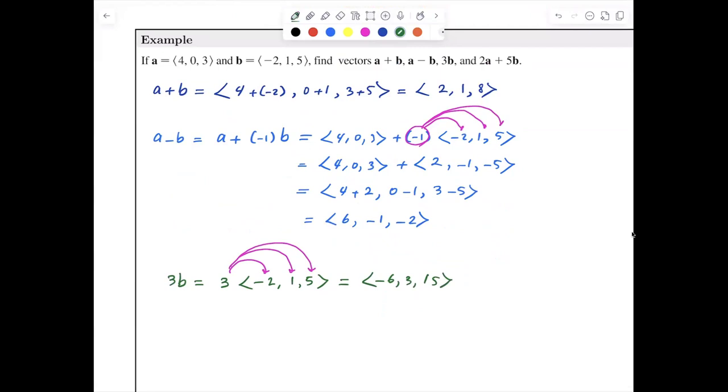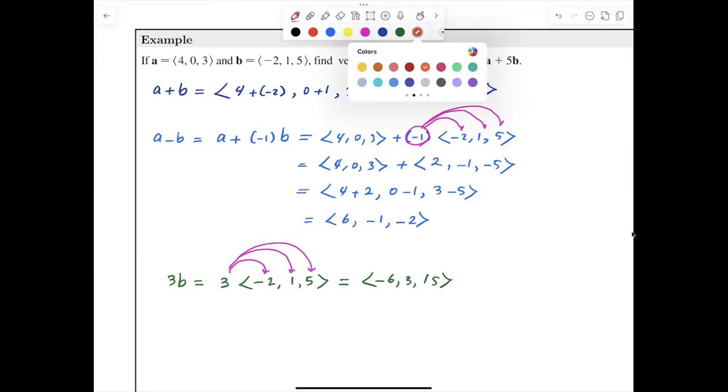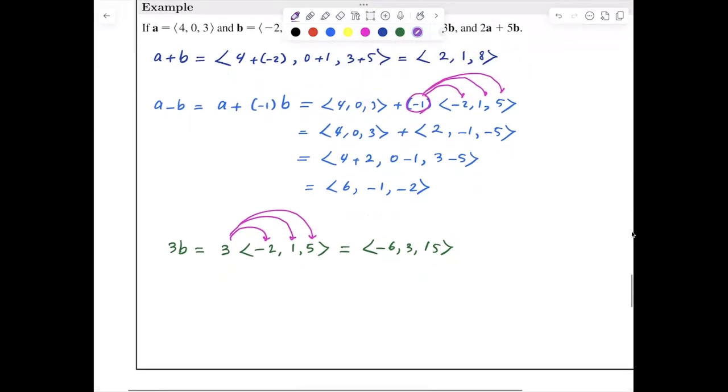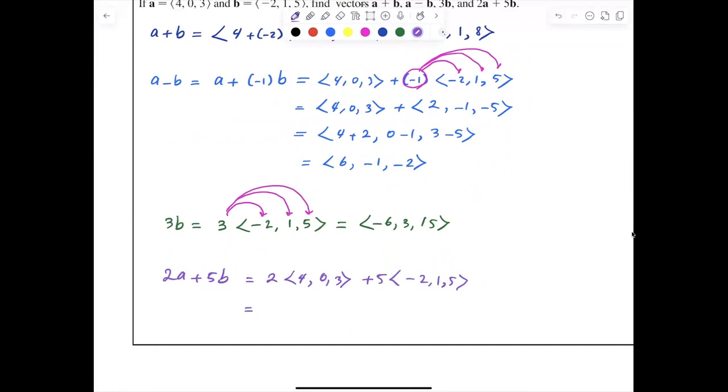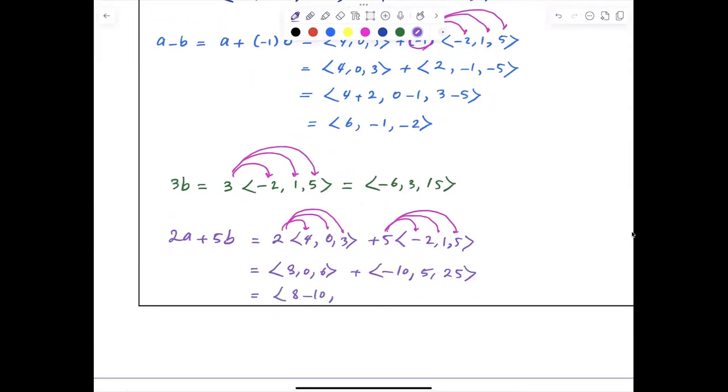And finally, what is 2a plus 5b? So 2 times a is vector (4, 0, 3), plus 5 times vector b, which is (-2, 1, 5). So this is equal to, now you just distribute these scalars into the components of your vectors and then add them all together. This is (8, 0, 6) plus (-10, 5, 25). So this is equal to 8 minus 10, 0 plus 5, and 6 plus 25, which is (-2, 5, 31).